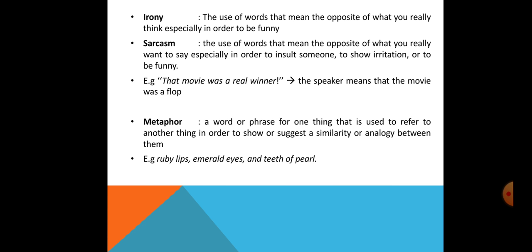For example, ruby lips, emerald eyes, or teeth of pearl. This is an example of metaphor. And metaphor usually can be found in a novel or short stories.